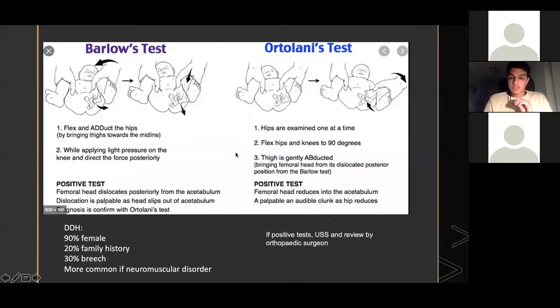So if it's a positive test, you do an ultrasound and you review them with an orthopedic surgeon. And that's it. That's all you need to do as an FY or as a GP. You don't need to do anything more than that. They can use special harnesses and things like that to help the hip develop in the right way.